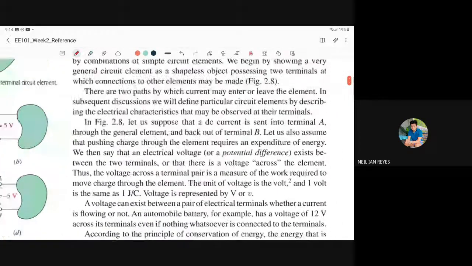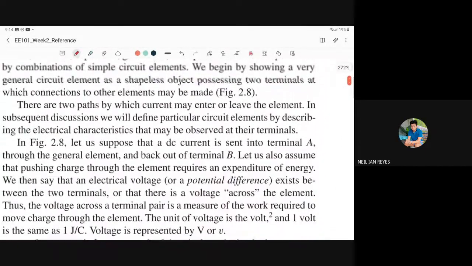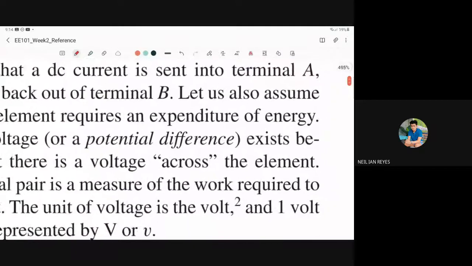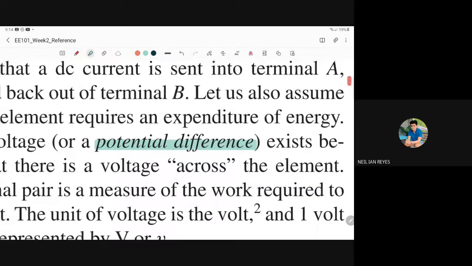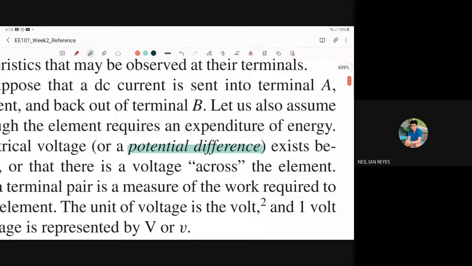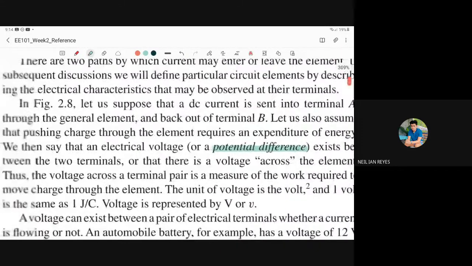Okay, so that is why we need to have the signs for our voltage, so that the positive and negative, so in two terminals, so that we could have the potential difference, and then there would be a voltage existing in that network. Okay, so don't forget that.